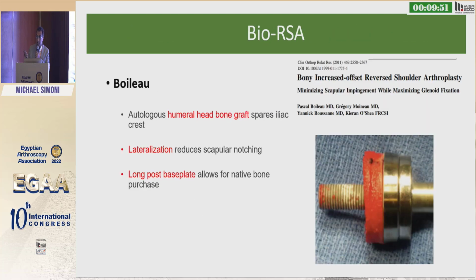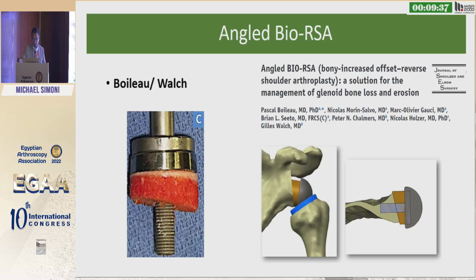The bio-reverse, described by Pascal Boileau, uses autologous humeral bone grafting that allows lateralization, which reduces scapular notching, with the use of a long-post base plate that allows for native bone purchase. It can also be fashioned into an angled bio-reverse if you have anterior or posterior defects.